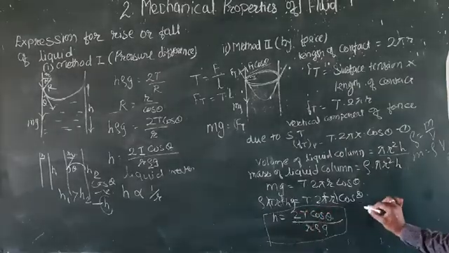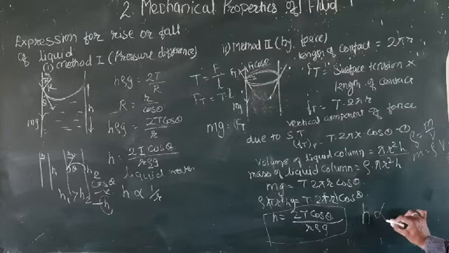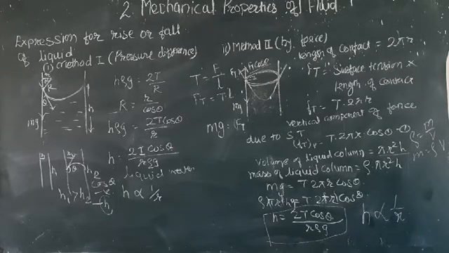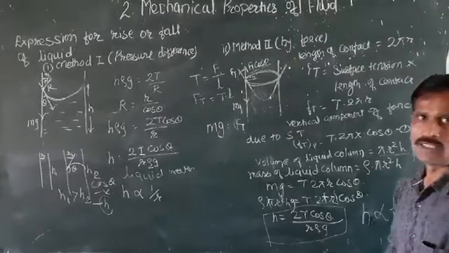Here also we see that the height is inversely proportional to the radius. So these are the two methods by which we can find the rise or fall of the liquid in the capillary tube.